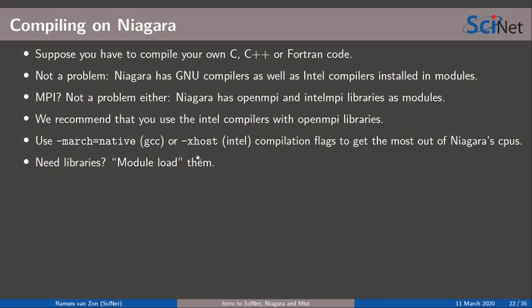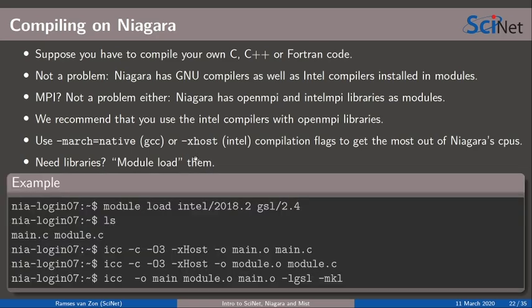If you need libraries, module spider them, they're probably there. I've given a small example here, loading the Intel compiler and the GSL library, and then just compiling a few files. But yeah, there's no issue in compiling code on Niagara or on Mist, really. There's more compilers on Mist for things like CUDA, OpenACC, and other GPU-specific compilers.